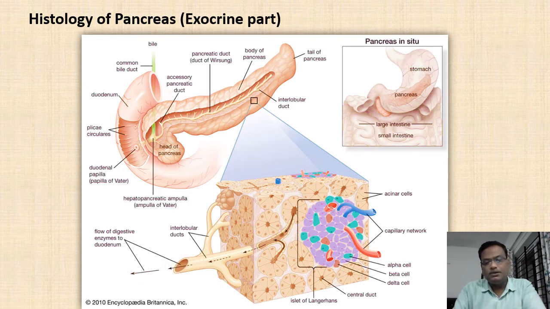So what are those ducts? We'll study in the further slides. So this is how the pancreas is organized. And you can see here, this is the endocrine part represented by the islet of Langerhans, whereas this one is the exocrine part. So the pancreas has both exocrine and endocrine part together. But compared to the exocrine part, the endocrine part is very small in composition.